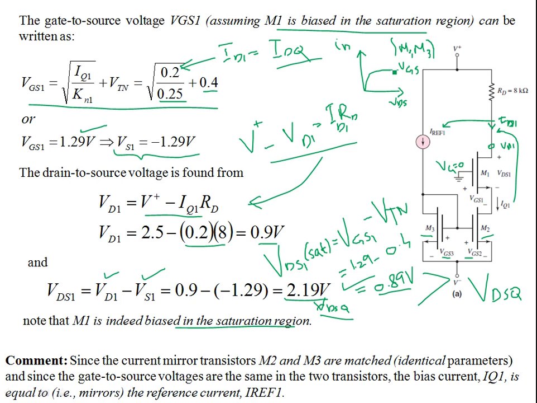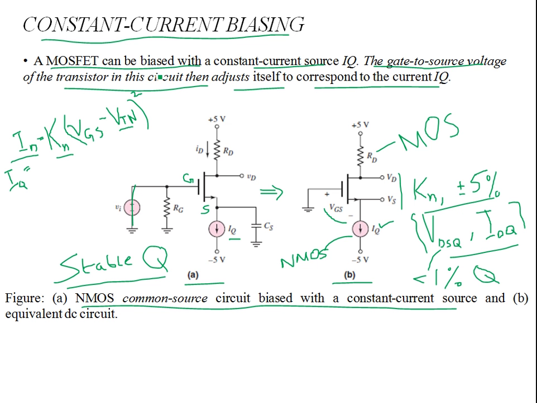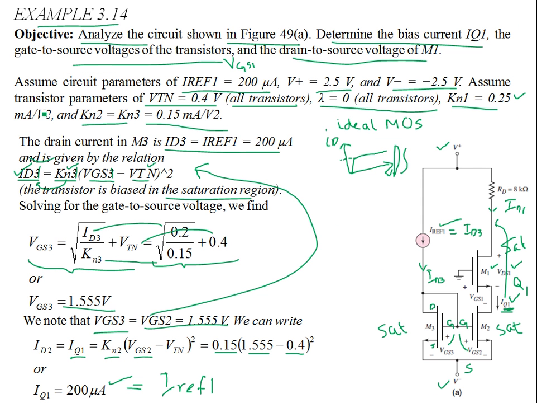So if VGS is the same, VTN is the same, and the conduction parameter is the same, the current is going to be the same. So of course you're going to have a current mirror. The drain current ID3 and the drain current ID1, these two currents are equal. This is the idea behind the biasing of the transistor, for example here M1 by transistors M2 and M3, which form the current mirrors. That's the idea.